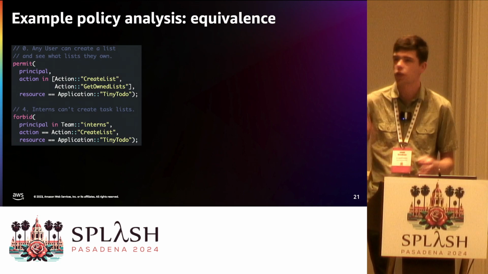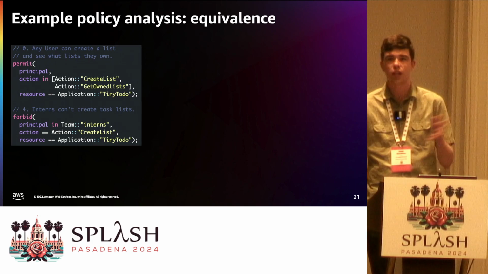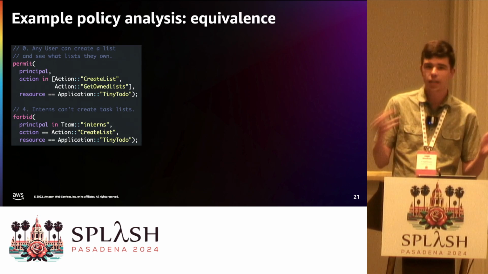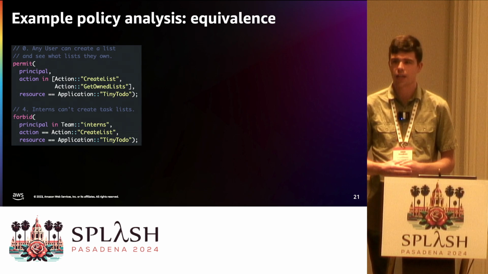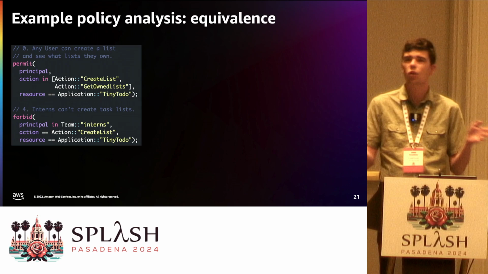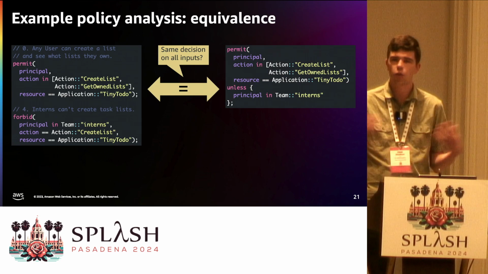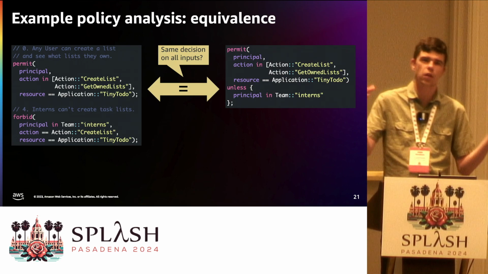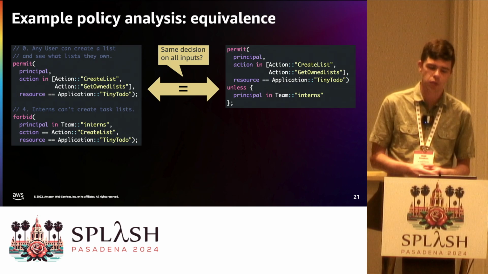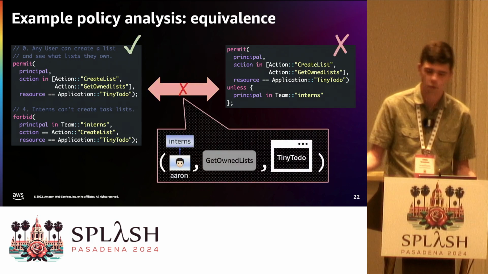So suppose I wrote the two policies on the left. The first one says that anyone is allowed to take the create list or get own list actions. And the second one says that anyone on the intern team is actually not allowed to take the create list action. So suppose that for whatever reason, I wanted to refactor this into a single policy that had the same effect. I could do the refactoring and then invoke policy analysis, which will lower both of these policy sets into SMT formulas. And then I can ask the SMT solver, do they produce the same decision on all inputs? And of course, the SMT solver will tell me, no, they're not equivalent.